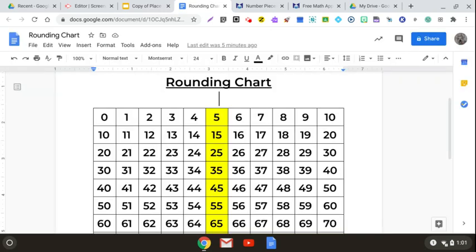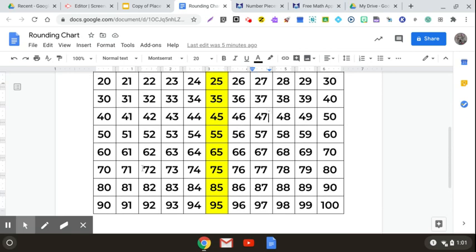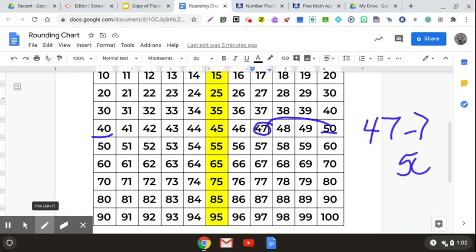Let's look at it another way. We just did this example. Here's 47. 47 is right here. Is it closer to 40 or closer to 50? Well, obviously it's closer to 50. So 47 rounds, or becomes, 50, and 50 is my answer.